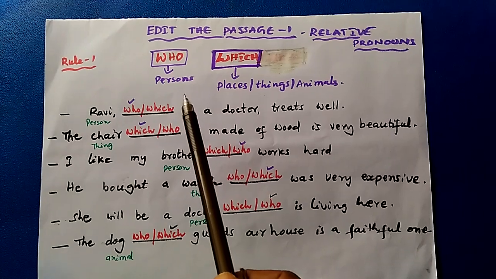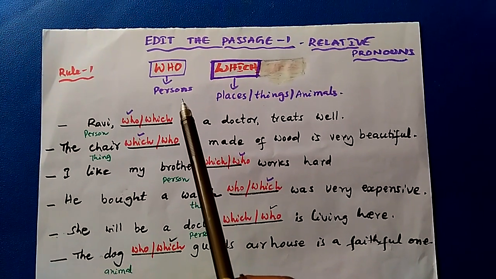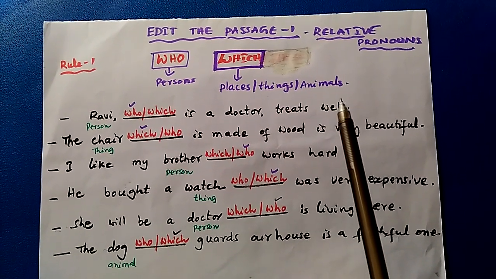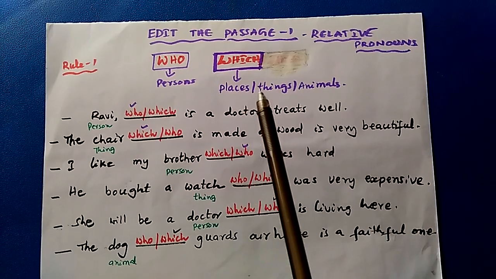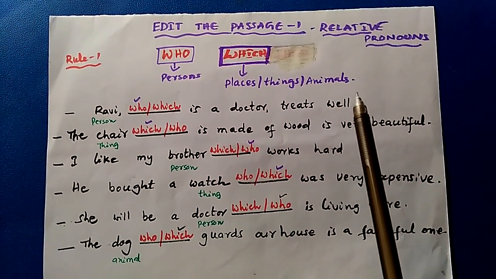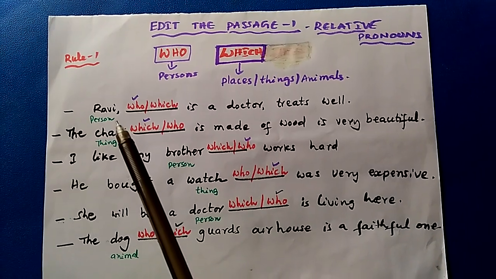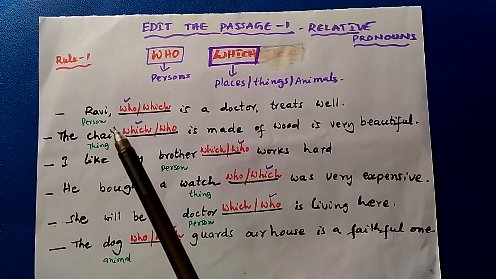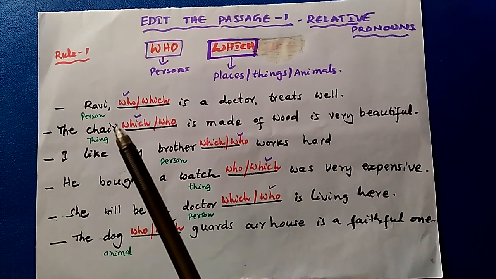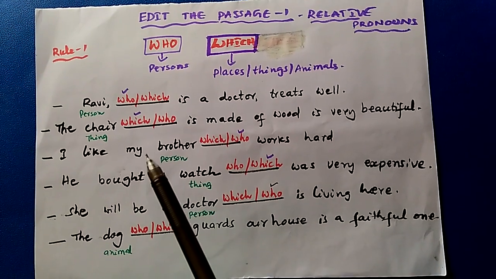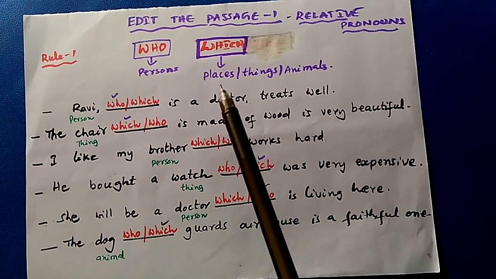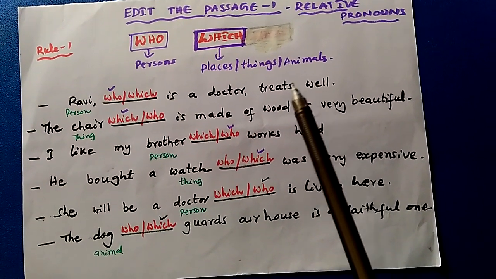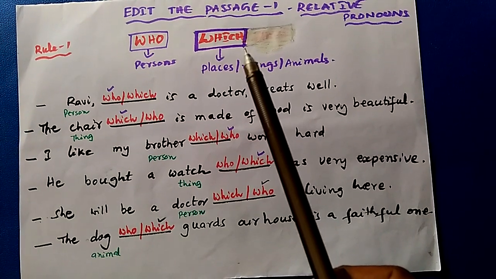Who is used for persons in the place of subjects, and which is used for places, things, and animals, for both subject and object places. Look at these examples. If the antecedent is a person, then we prefer to use who. If the antecedent is a place, thing, or animal, then we make use of which.